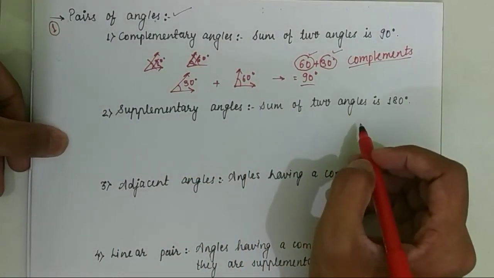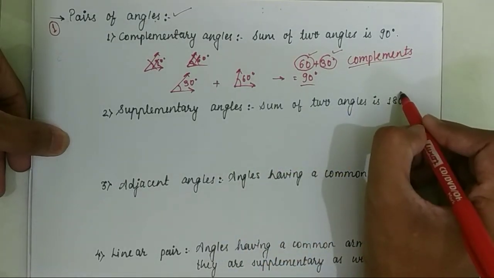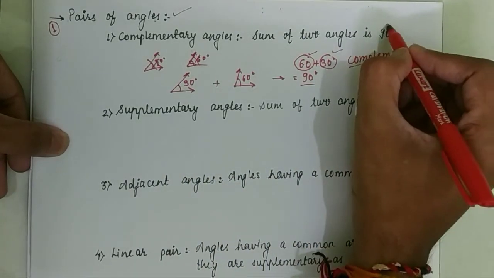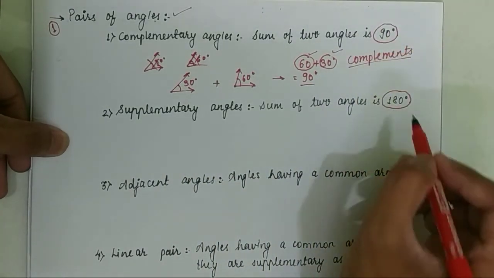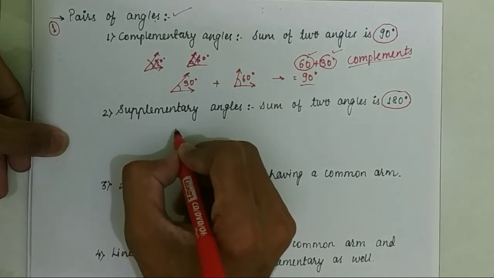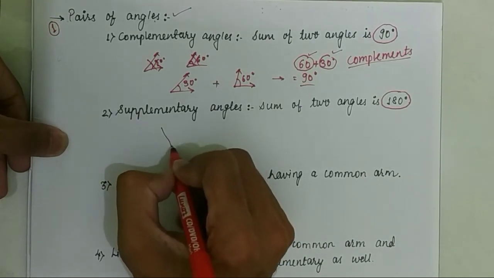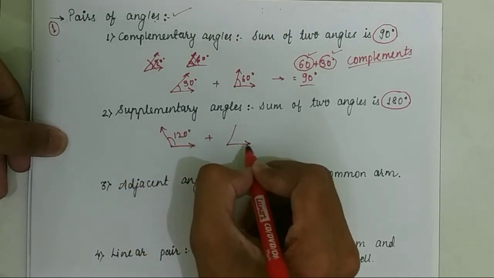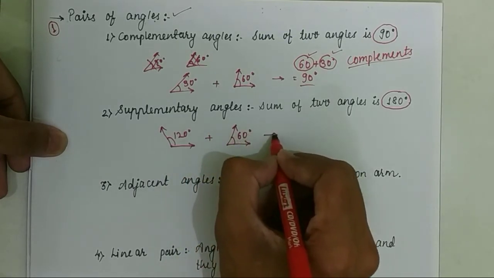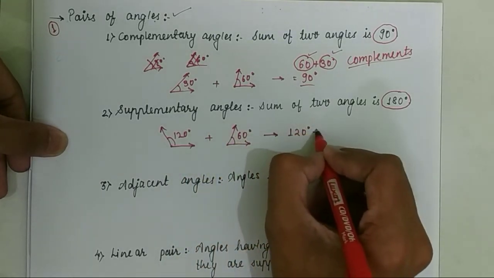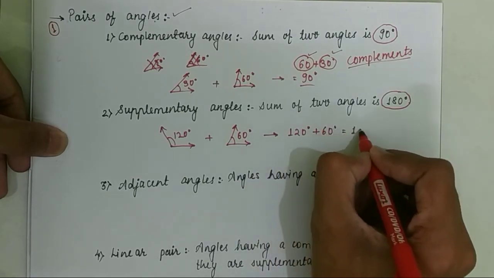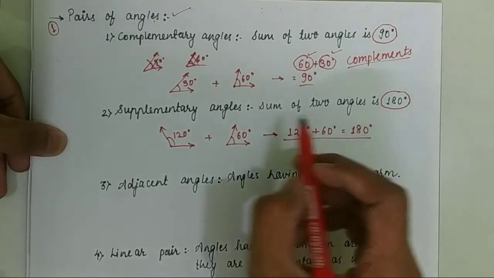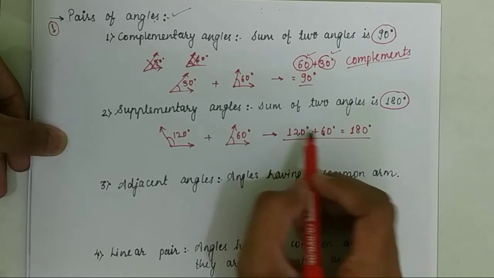What are supplementary angles? Supplementary angles are the angles that, when we add two angles, give the sum equal to 180 degree. Here the sum was 90 degree, here it is 180 degree. Suppose this angle is 120 degree and this angle is 60 degree. When we add these two angles, 120 degree plus 60 degree will give 180 degree. So their sum is 180 degree. Therefore these two angles, 120 and 60, are supplementary angles.